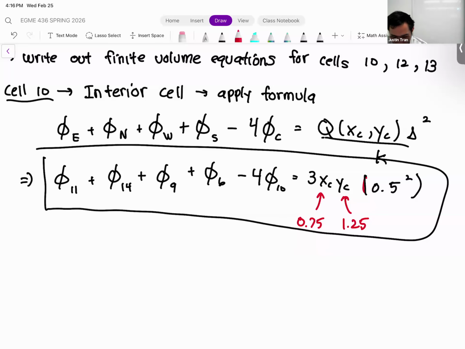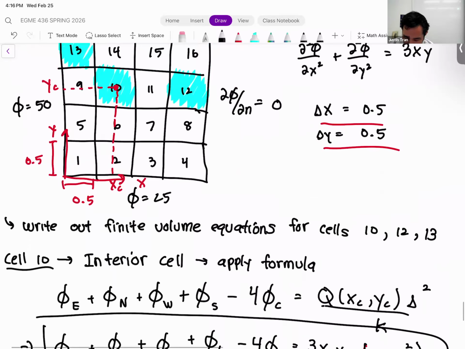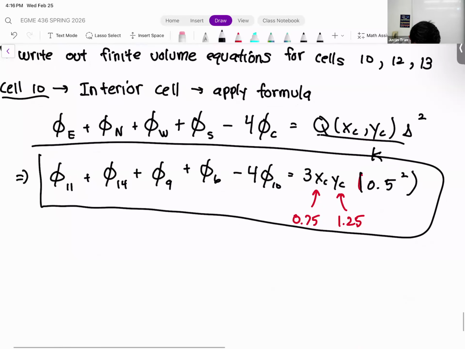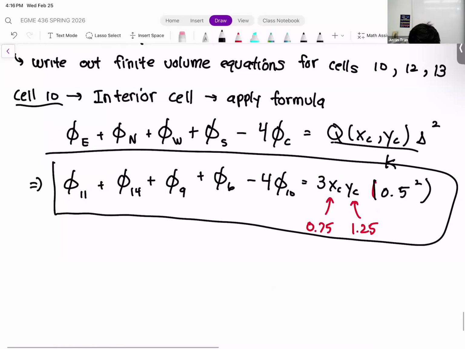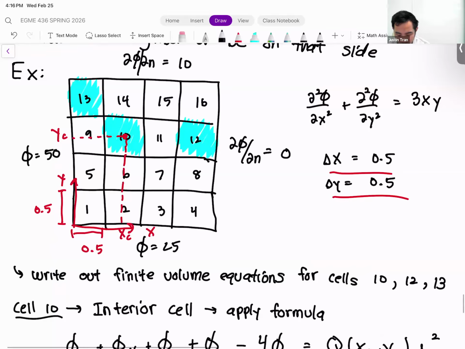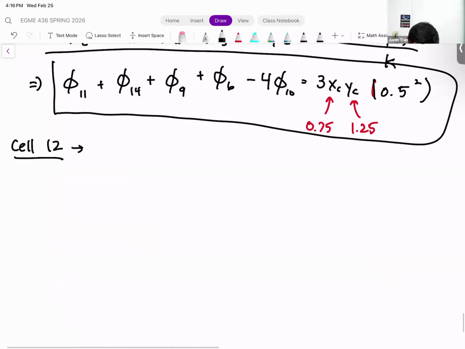Okay. All right, so let's move on to the next cell. The next cell in this problem is cell number 12. Cell number 12 is not an interior cell, so we do have a boundary condition on this one. In this case, we have a Neumann boundary condition of 0 on the east side of the cell.